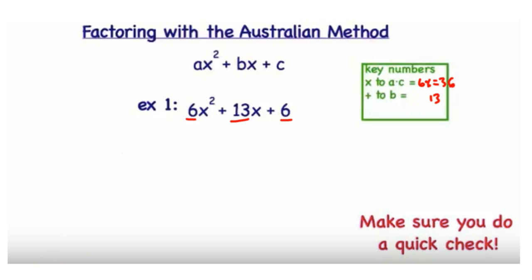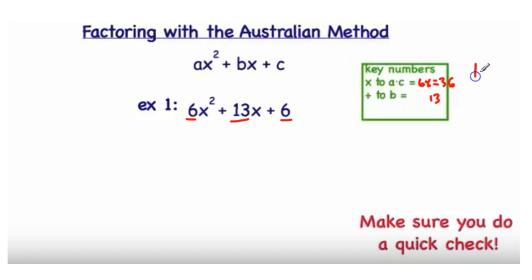Now, what do we have to do next? We need to think of numbers that multiply to equal 36, and when we add equal 13. So you see this multiply should equal that. When you add equals that. There's different ways to do it, and you get better over time, but one way is just writing down all the factors. So what numbers multiply to equal 36?